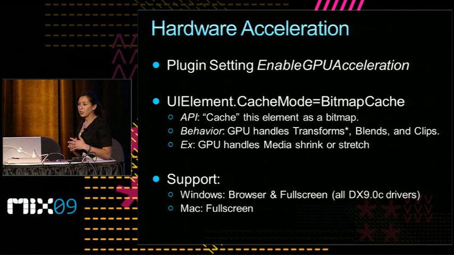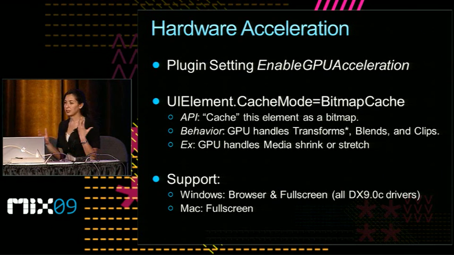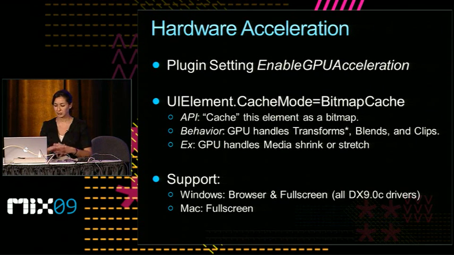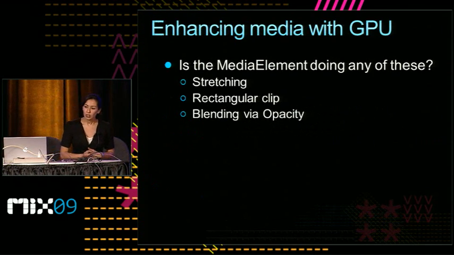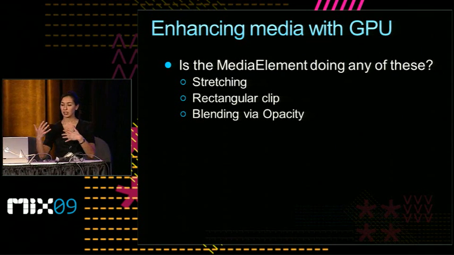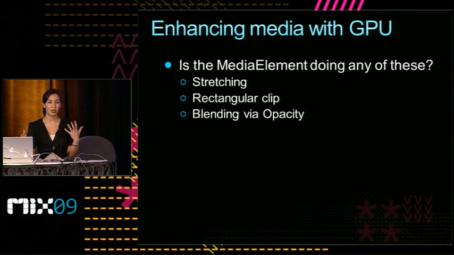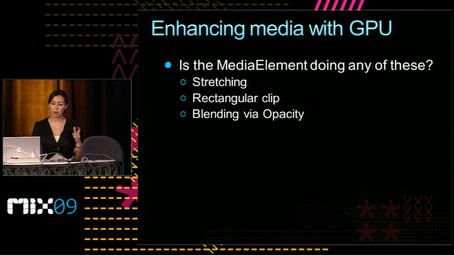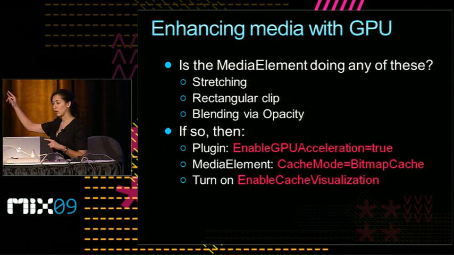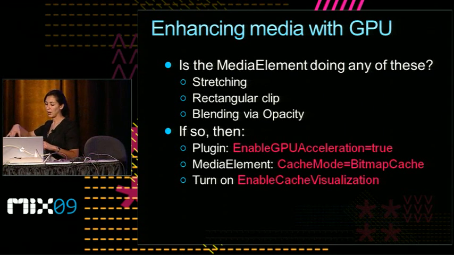On the Mac, we support hardware in full screen due to a couple of different browser compatibilities with the pipeline. So in trying to decide whether to use the GPU, you basically want to identify: are we stretching, are we doing a clip, are we doing any of those properties? Are we affecting any of those properties at a certain point in time? And if yes, then we want to walk through our code and set the properties.